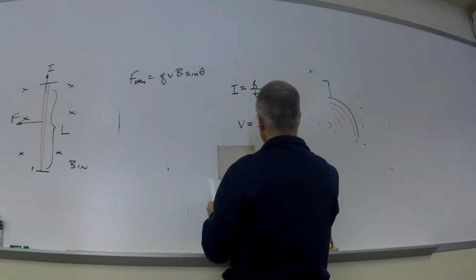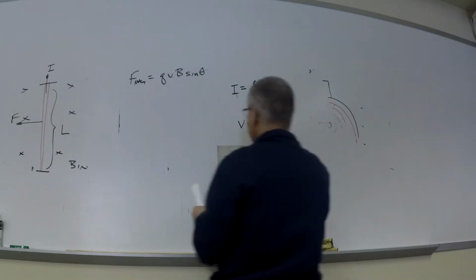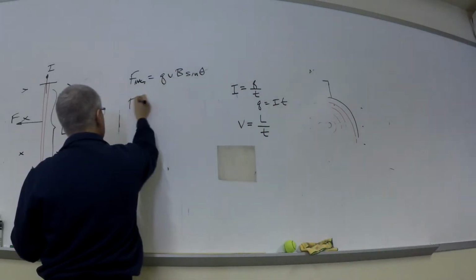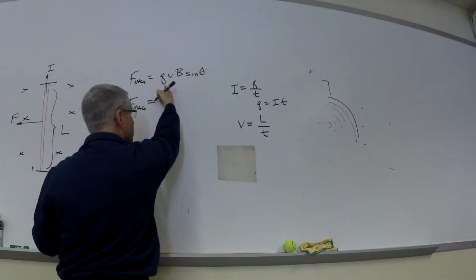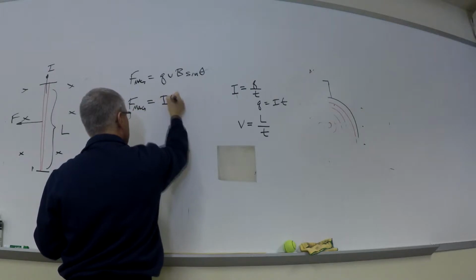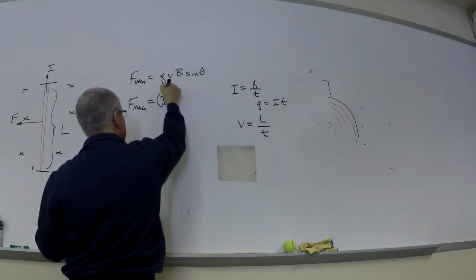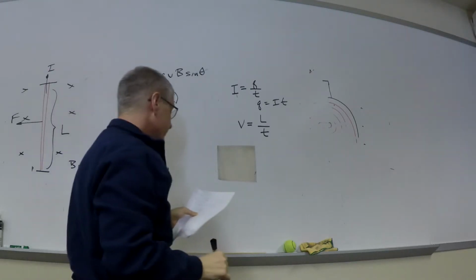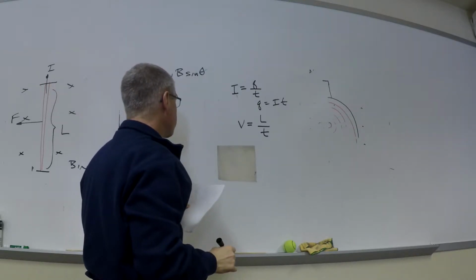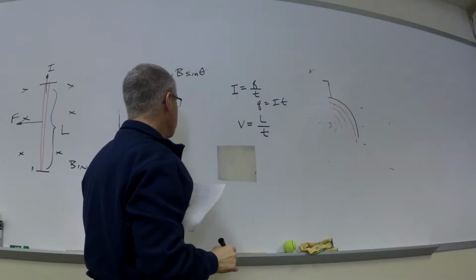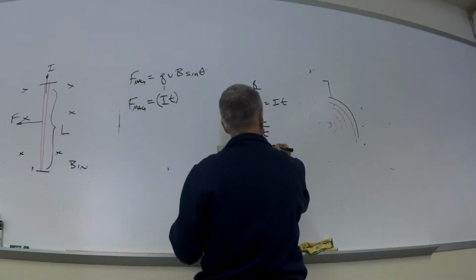Let's put these things into our equation over here. So our magnetic force is charge. Well, let's put it in this way. So there's our charge. Let's see, let's do this. Yeah, let me redo this.